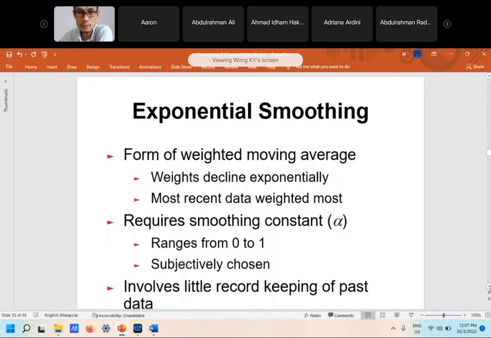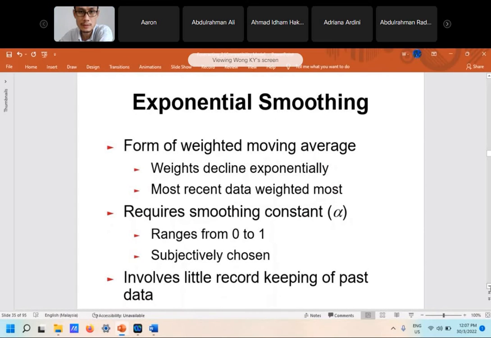Right, so we can move on to the next method. The next method is called exponential smoothing. Now, this method is actually a form of weighted moving average, but not exactly a moving average. Why? Because we don't have to bother about n.